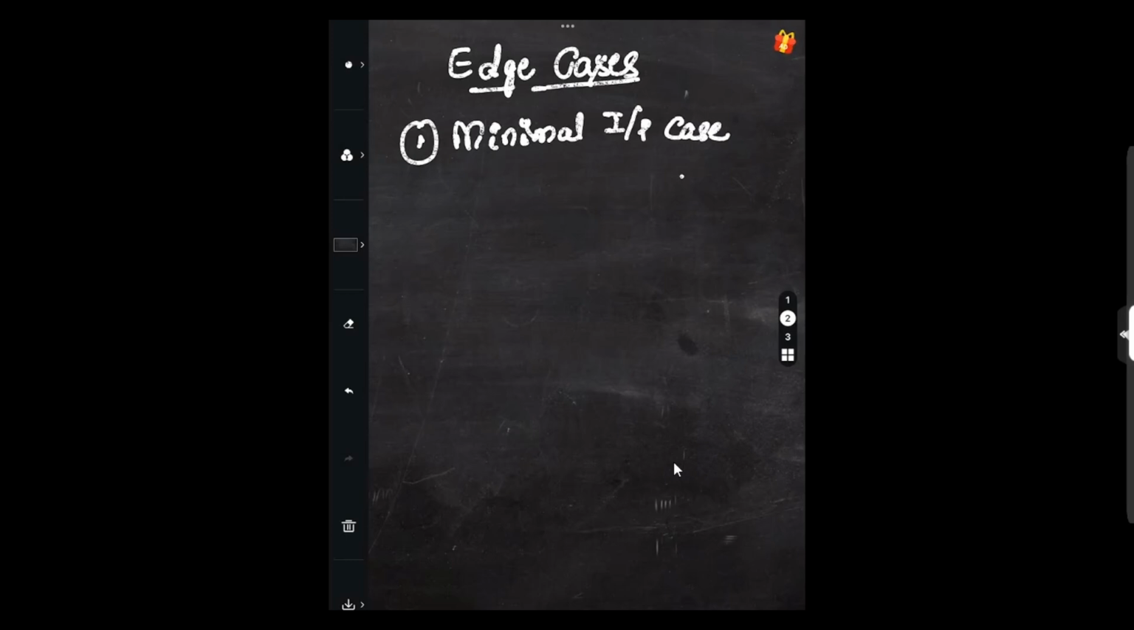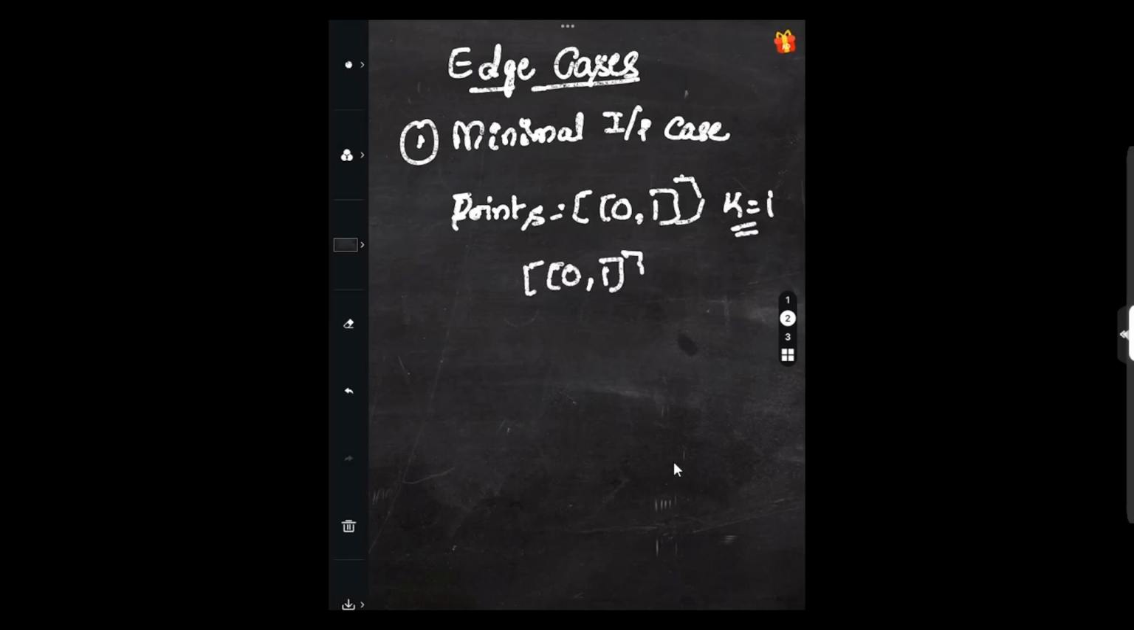In this case, let me consider input points as just 0, 1. K, let me consider 1. So the output here will be 0, 1 itself. Why is the output here 0, 1? Because we have only one point here. So K is also K equals 1 we have.